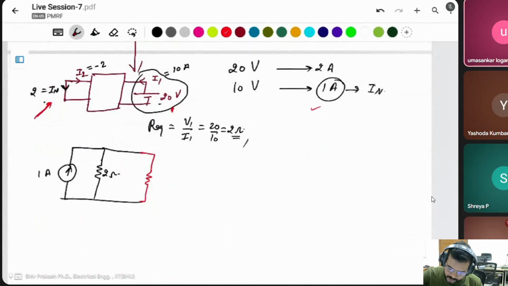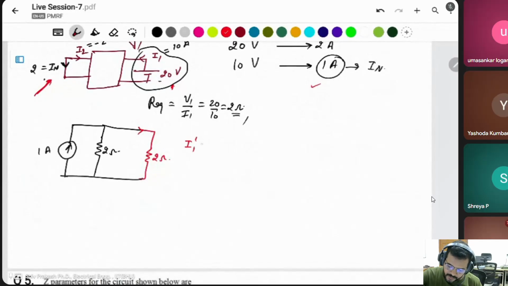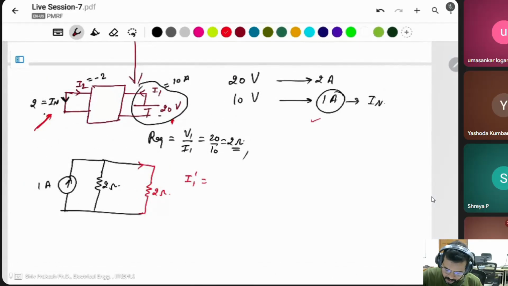Okay. This will be a 2 ohm. Then you have to find this I1 dash. What is I1 dash? This is simply the current divider rule, half of this, because both resistances are the same. I1 dash is equal to 0.5 ampere. What is the voltage across it?